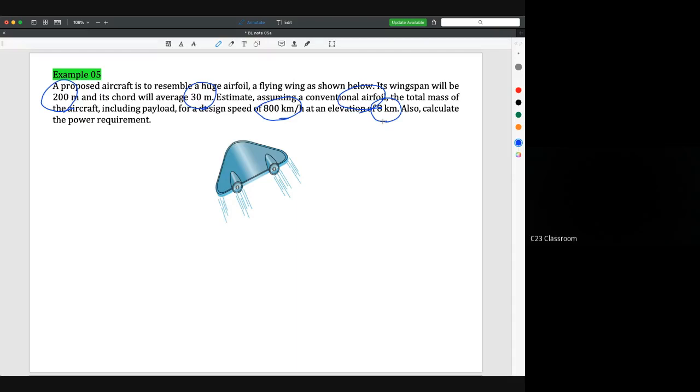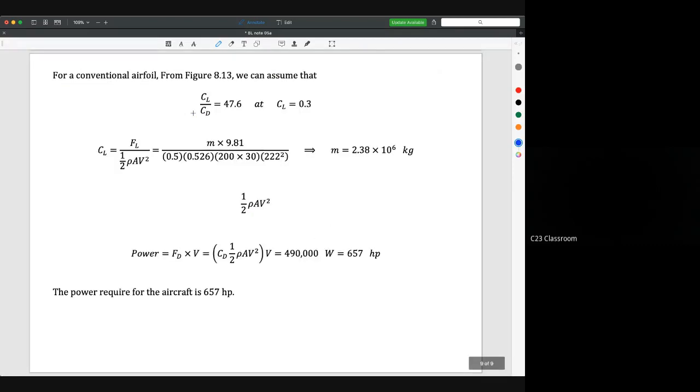So this is just to extend our knowledge about the calculation of lift and drag force. The wing is a delta wing. You could search about the delta wing. It is a wing with a triangular shape like this one. But to simplify our calculation, it is okay for us to take the wingspan of 200 meters and the chord around 30 meters, so we could calculate in rectangular shape. So let's say it is a conventional airfoil.